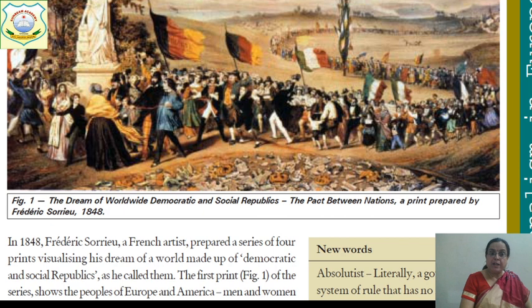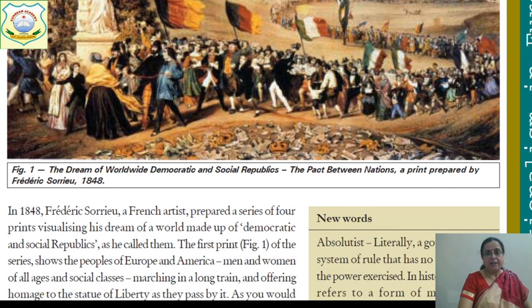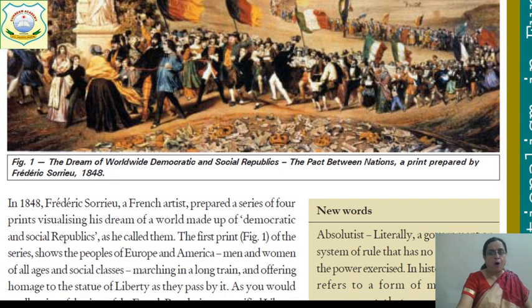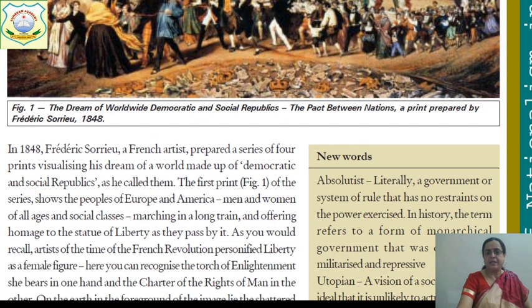In 1848, Frederick Sorio, who was a French artist children, he prepared a series of 4 prints visualizing his dream of a world made up of democratic and social republics, as he called them. So how many prints were there? 4 prints. Do you remember that? So the first print of the series shows the peoples of Europe and America, men and women of all ages and social classes, marching in a long train and offering homage to the Statue of Liberty. So do you remember that?